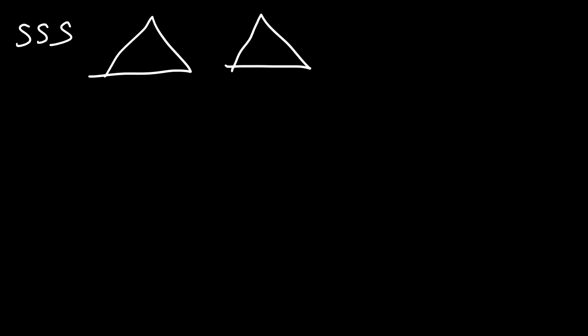In this video, we're going to talk about how to use CPCTC in two-column proofs. So first, let's review the four postulates that you need to prove that two triangles are congruent. The first one is the side-side-side postulate. In this case, all three sides must be congruent. If they're congruent, then you could prove that the two triangles are congruent.